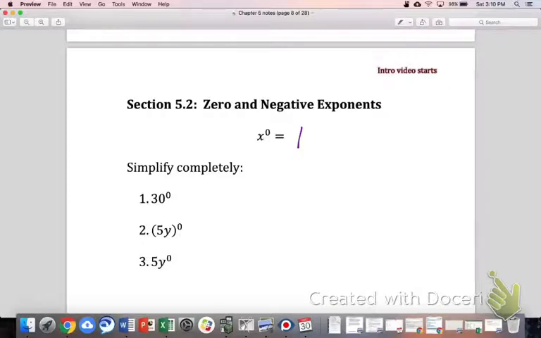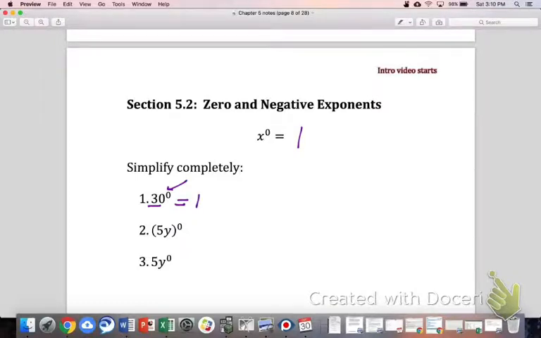Okay, so for number 1, 30 to the 0, let's be careful to identify our base. Our base is 30, and our exponent is 0. And let's remember that with that one exception, any base with an exponent of 0 is going to give you a result of 1. And so the answer to this one is 1. Let's take a look at number 2.